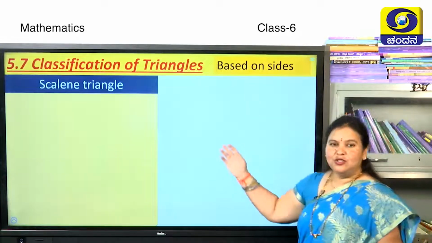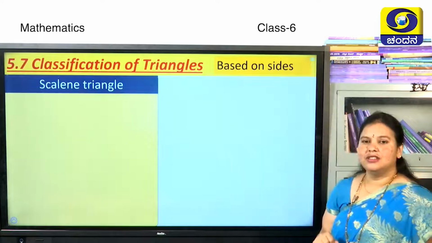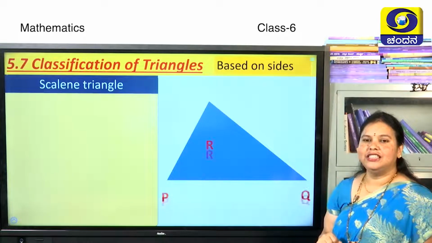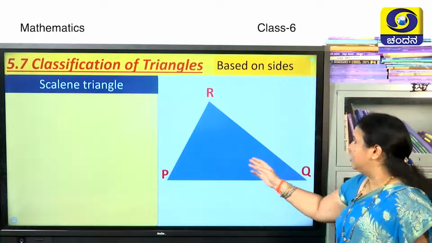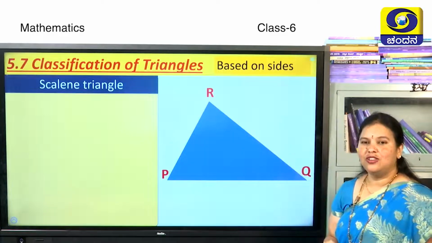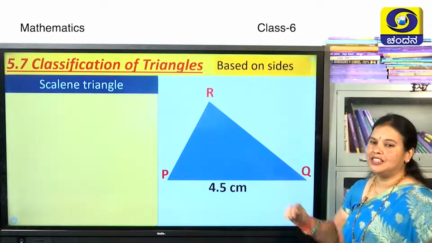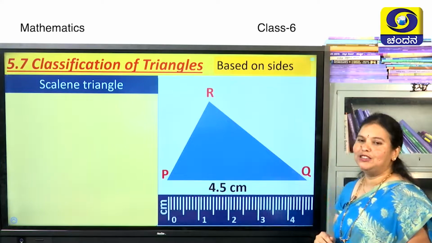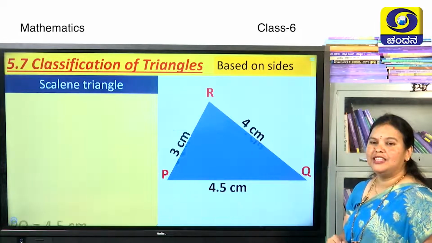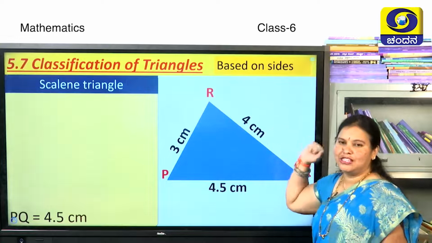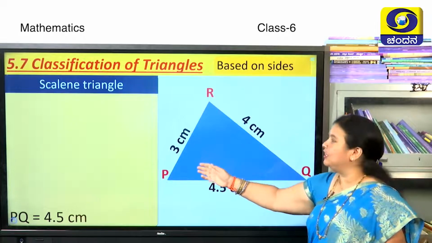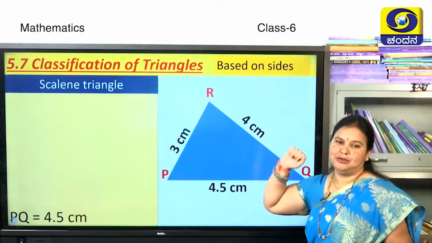Now we'll understand what is a scalene triangle. See here, I have taken a triangle PQR. Now we'll write the measurements. Here PQ is 4.5 centimeter and QR is 4 centimeter and the measurement of PR is 3 centimeter.